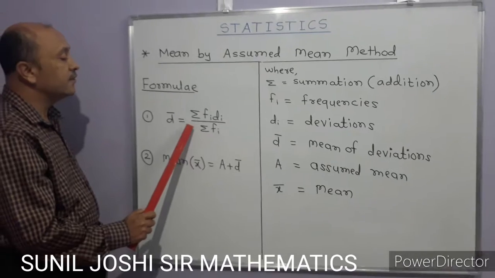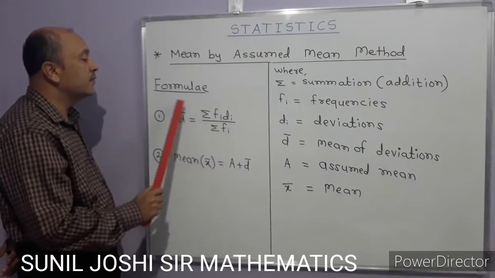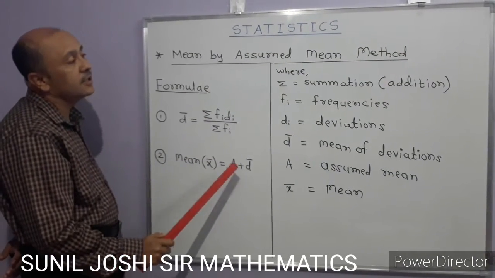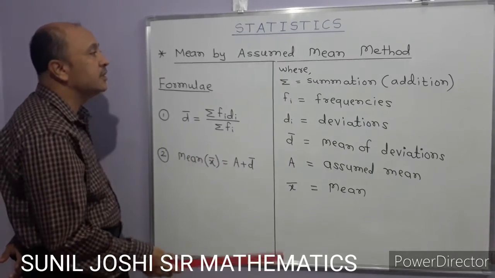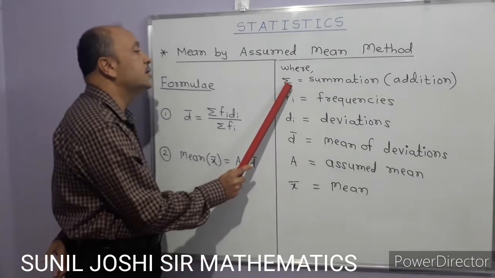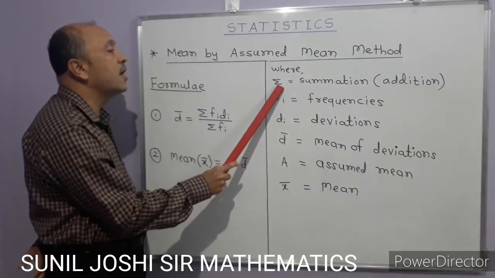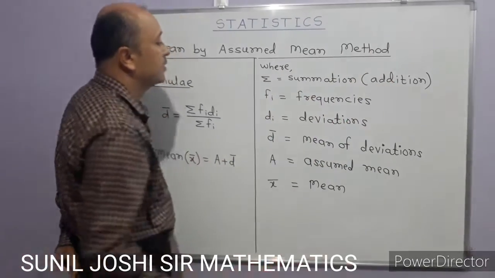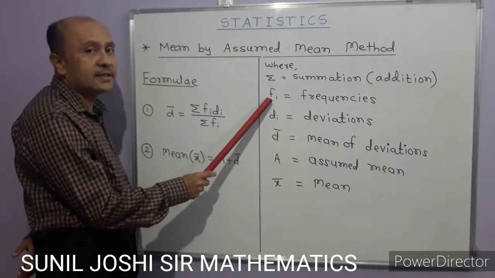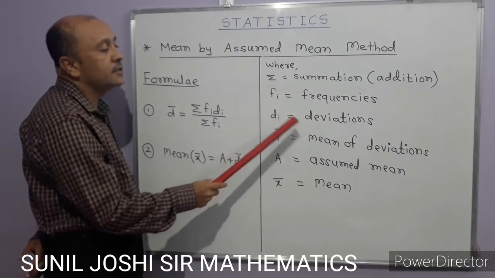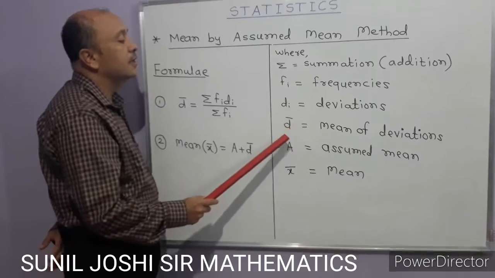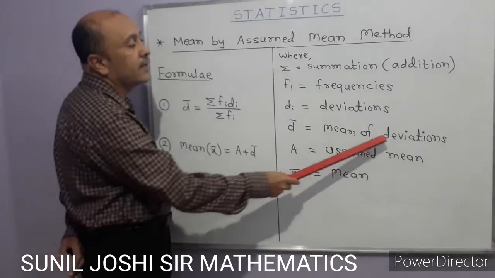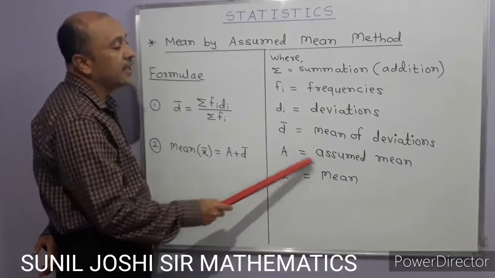So what are the things involved here? What is the meaning of these letters? Let us see one by one. This is a Greek alphabet called sigma. The meaning of this is summation, or addition. Then fi means frequencies. Then di, d stands for deviations. Then d bar means mean of deviations. Then A is the assumed mean.